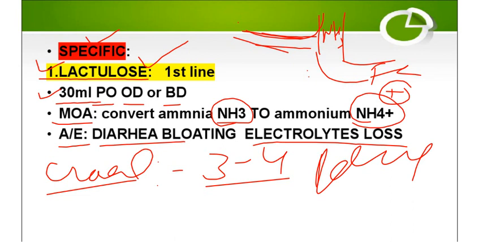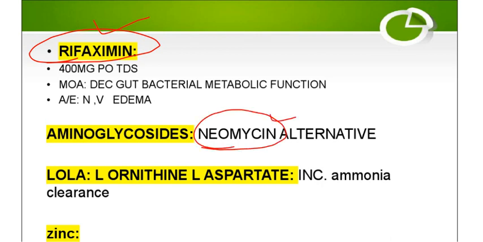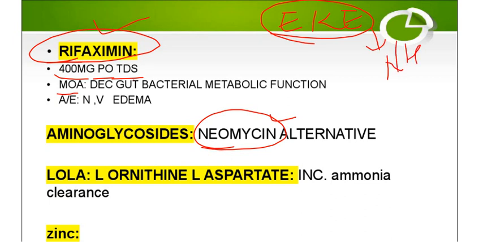The second drug which we most commonly use is rifaximin. Historically we used neomycin, but now rifaximin is mostly used. The dose is 400 mg per oral, 3 times daily. It is a tablet. So what is the mechanism of action? In the gut you have bacteria like E. coli, Klebsiella, Enterobacter. These bacteria actually produce the ammonia.